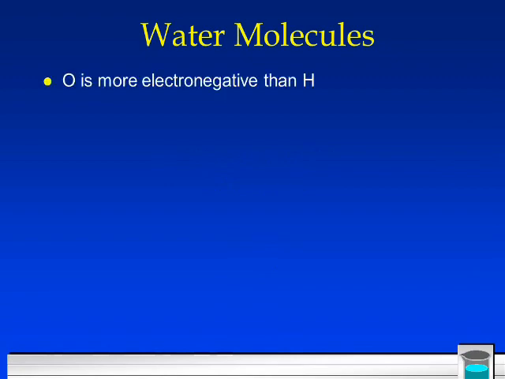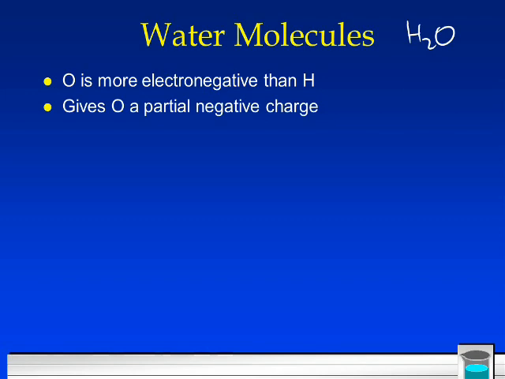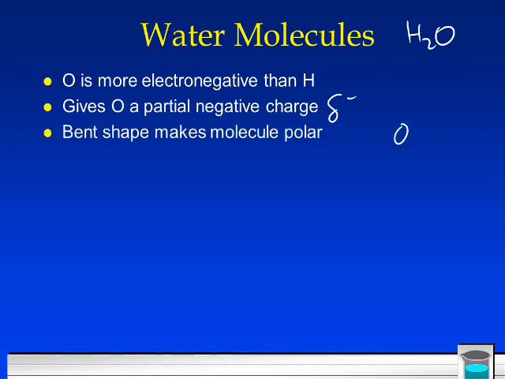O is more electronegative than H. O, oxygen, wants that electron more than H. So that means O has a partial negative charge. It's pulling on that electron much more than hydrogen is. So it's partial negative, and it causes the molecule to be a bent shape. And it becomes polar because of it.